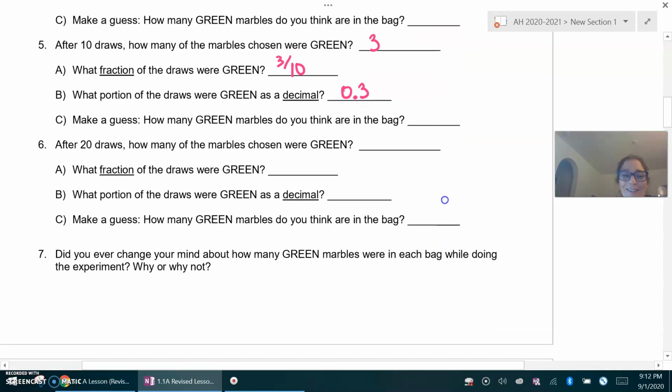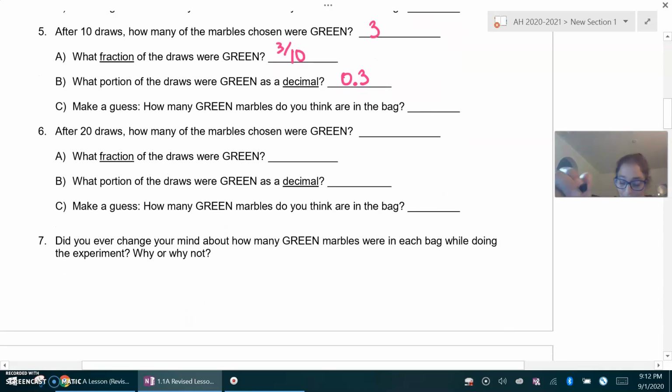Then I had Chloe do it 20 times. She was having a lot of fun with this. However, her draws this time were a little bit different. So she ended up with 9 green pulls. So that means she got a 9 out of 20. So what portion is that as a decimal? That's going to be 0.45.